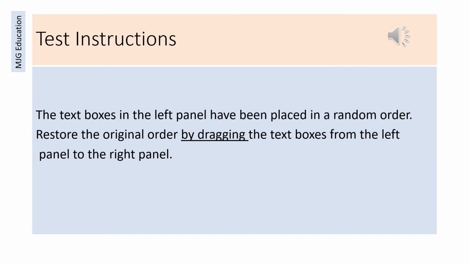The test instructions, as you'll find them on the exam. The text boxes in the left panel have been placed in a random order. Restore the original order by dragging the text boxes from the left panel to the right panel. Unfortunately, we can't do that with today's examples. Today, you're just going to have to wait 5 seconds, and then each individual answer will show up on the screen in front of you.